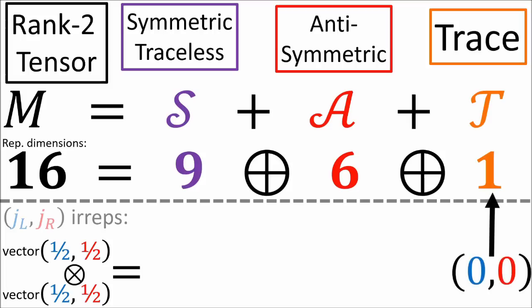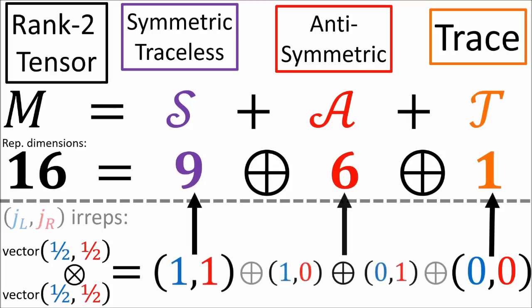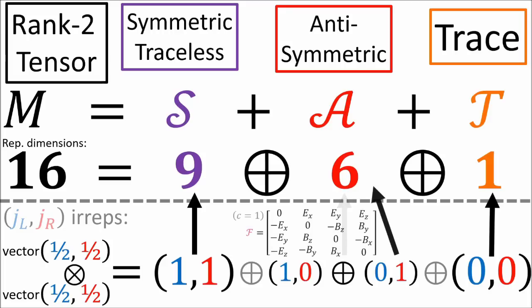The 1-component trace part is the 0, 0 scalar irrep. The 9-component traceless symmetric part is the 1, 1 irrep. And the 6-component antisymmetric part is given by the 1, 0 plus 0, 1 representation, which is exactly what we saw for the electromagnetic tensor, which is also an antisymmetric rank 2 tensor in spacetime.